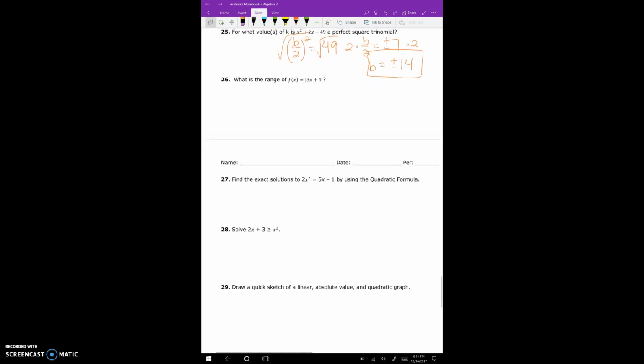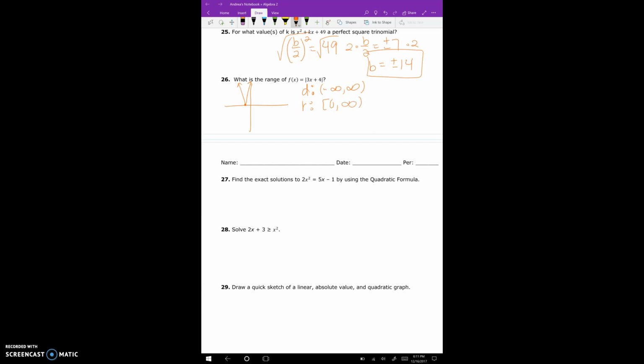What is the range of f of x equals absolute value of 3x plus 4? Let's see. The easiest way to do this would be to graph that in your calculator, and it looks like this. It doesn't really ask for the domain, but just like a quadratic, the domain doesn't change. It's all real numbers. And the range is going to go from this y value onto infinity, so from 0 to infinity.